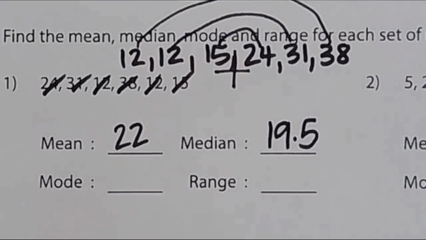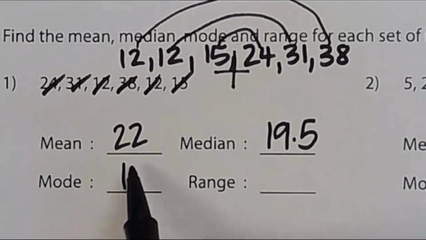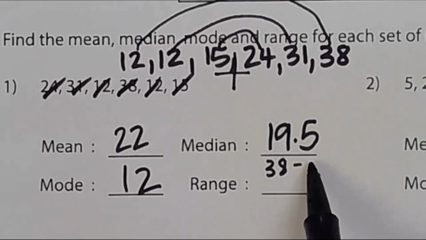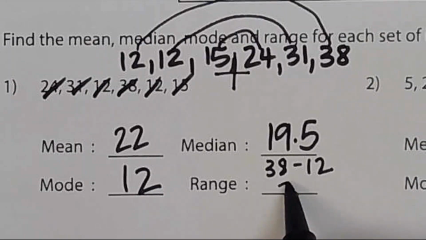Mode is most frequent. What's the most frequent number? 12. Range is 38 minus 12. And I get 26.